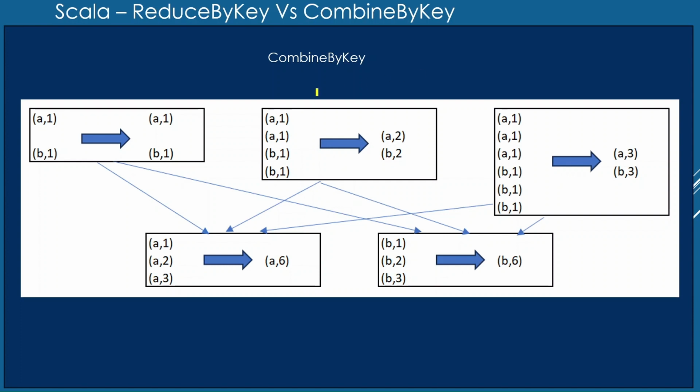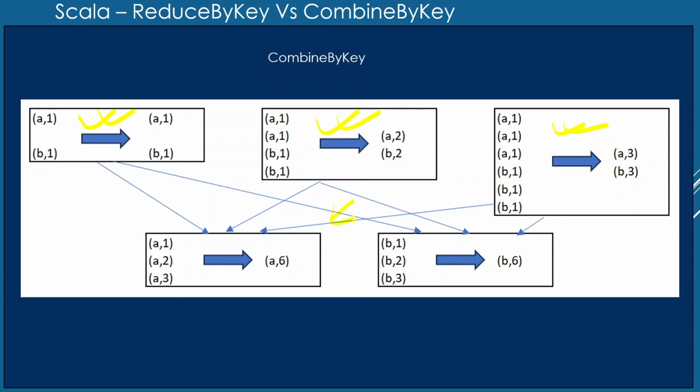Let's see how the combine by key function works. The way reduce by key works, the same way combine by key is going to work. It first does the aggregation locally. Here the aggregation is done locally. The same pictorial representation I explained in reduce by key applies here. First the aggregation is going to happen at each partition level.